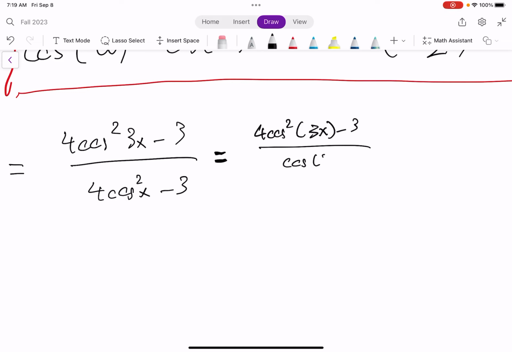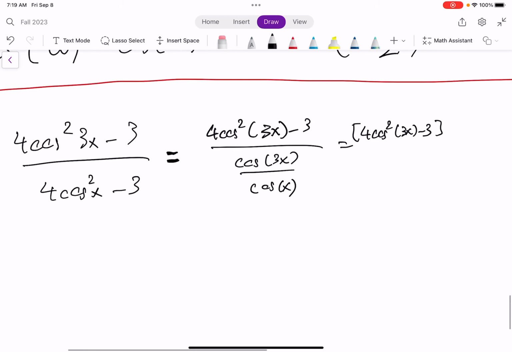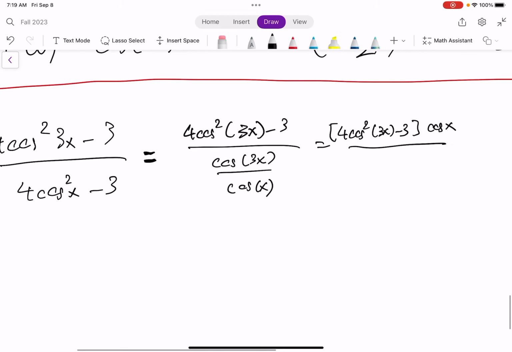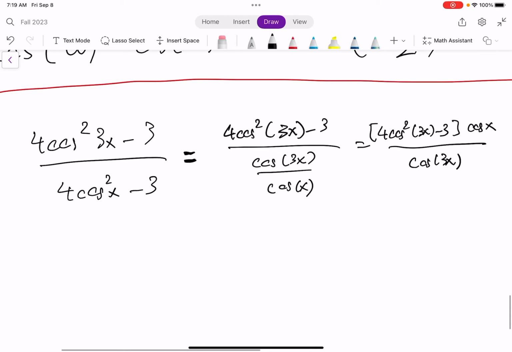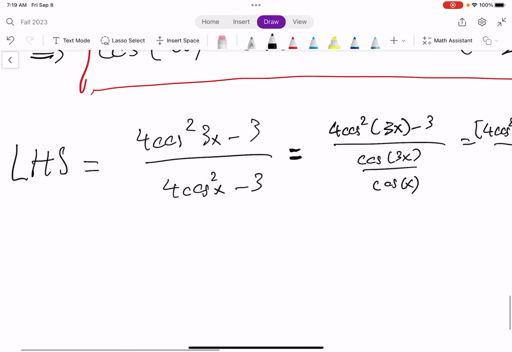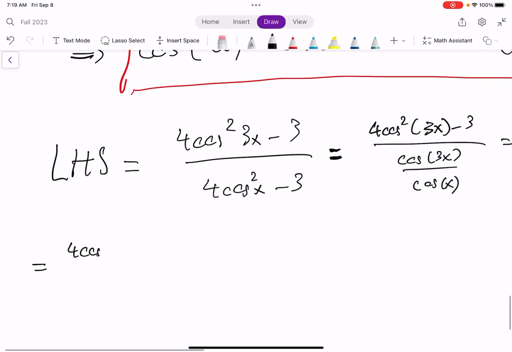I would change it back to cosine 3x over cos x, right? Sure, I did it right, yeah. And we can times cosine of x for the denominator, and you get 4 cosine square 3x minus 3 times cosine of x over cosine of 3x. Okay, what's next? Multiply it out, so you get it equal to 4 cosine of x cosine square 3x cosine of x minus 3 cosine of x over cosine of 3x.